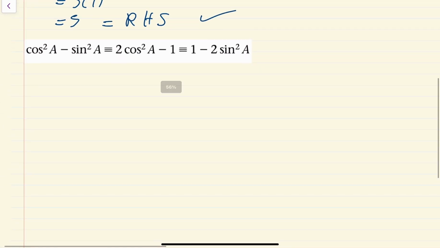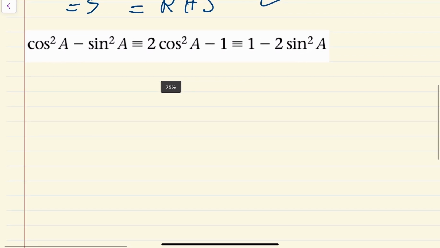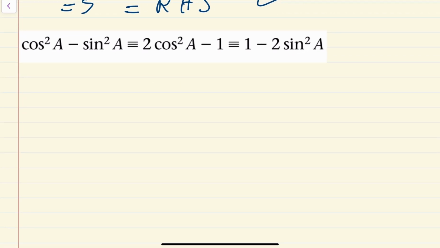Okay, next example. This is a bit of a strange one, to be honest, the way they have written this out. Now what they've said is this expression, cos squared a minus sine squared a, is equal to 2 cos squared a minus 1, which is also equal to this thing. So I'm going to take this in 2 bits. I'm going to sort out this yellow bit here, the left hand bit is equal to the middle. We'll sort all that out first.